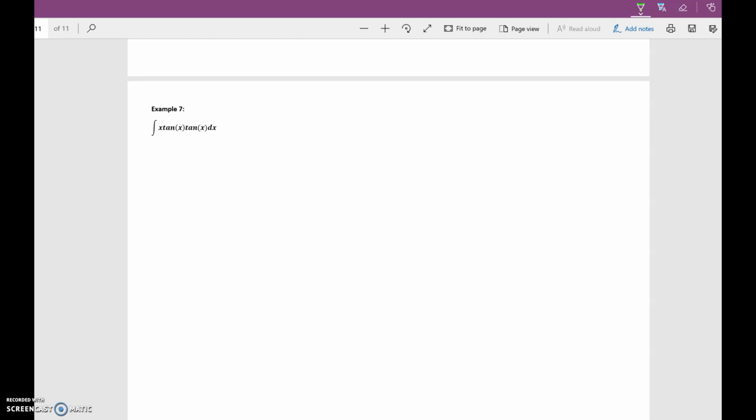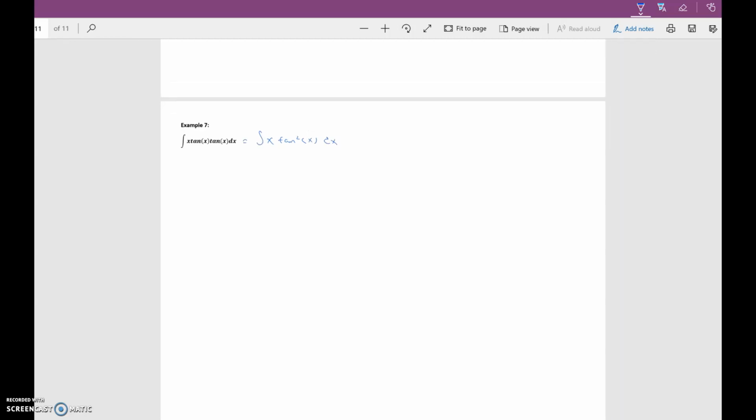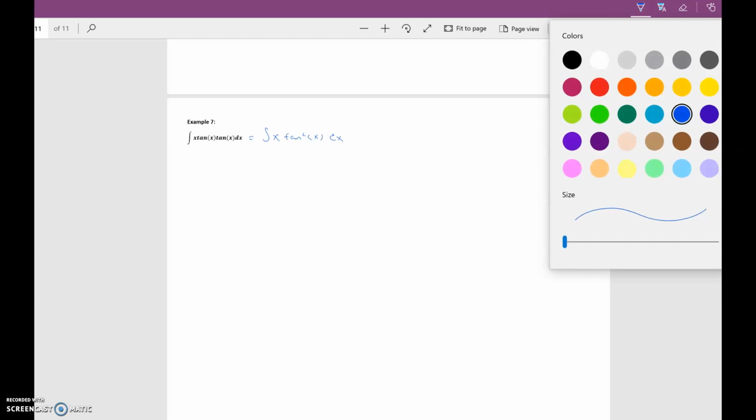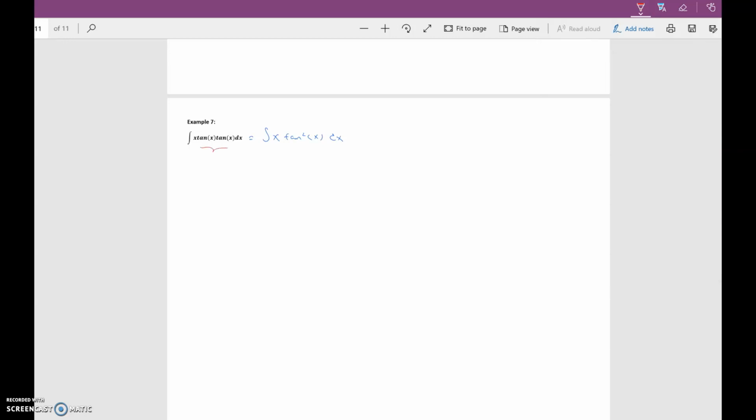Hi class, let's take a look at this example. And this example is not in the proper form. Let me explain. Technically, you would have an x, and you have tangent squared of x dx. What I mean by not in the proper form is because of the following. You technically have two tangents, so it's probably best to express it as a tangent squared.